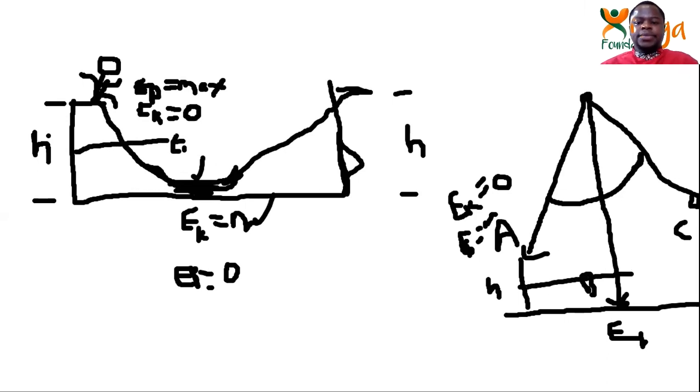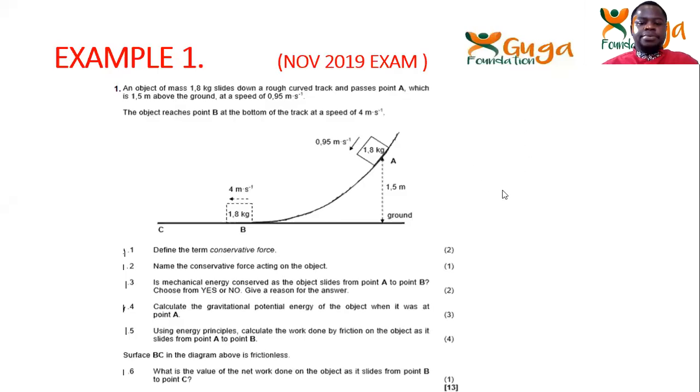Now let's go back to our presentation. Here we've got a certain height and the mass of an object. Here is the definition of conservative forces, which we have talked about: work done is independent of the path taken.